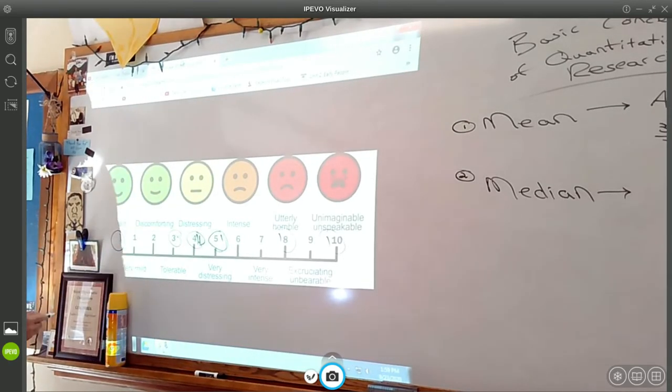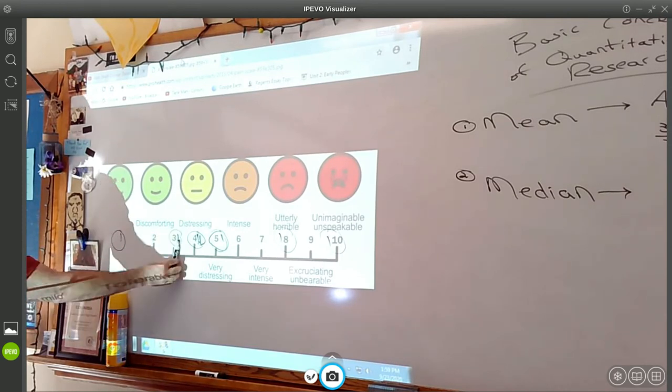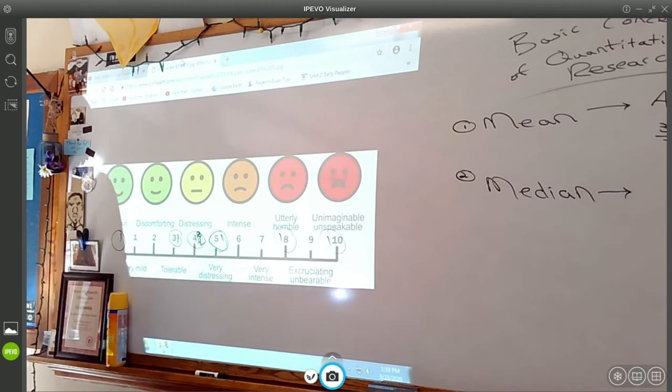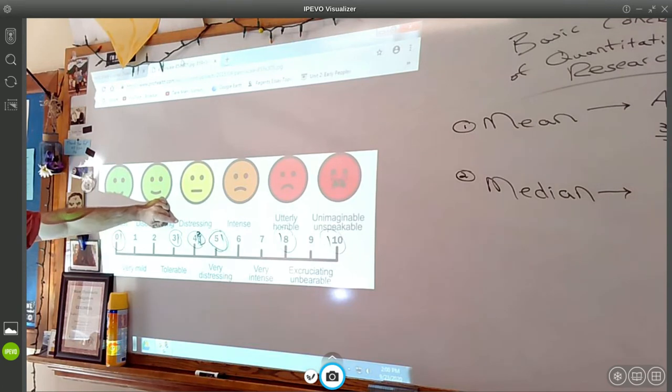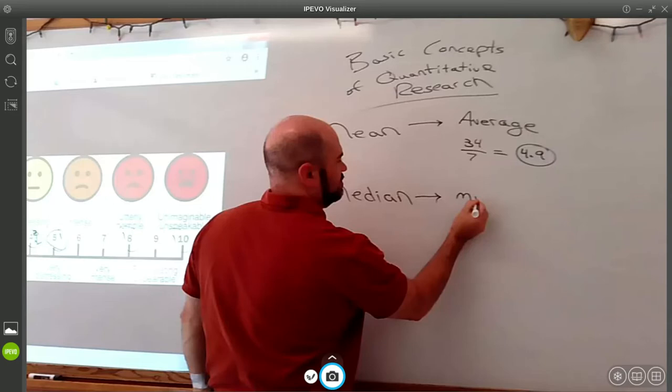Okay, and we had two 4s, and so of my 7 people, the middle value would be at the 3.5 person. And so I got 1, 2, 3.5 people. So the middle value would land here at 4, which is again distressing. So the median is the middle value.